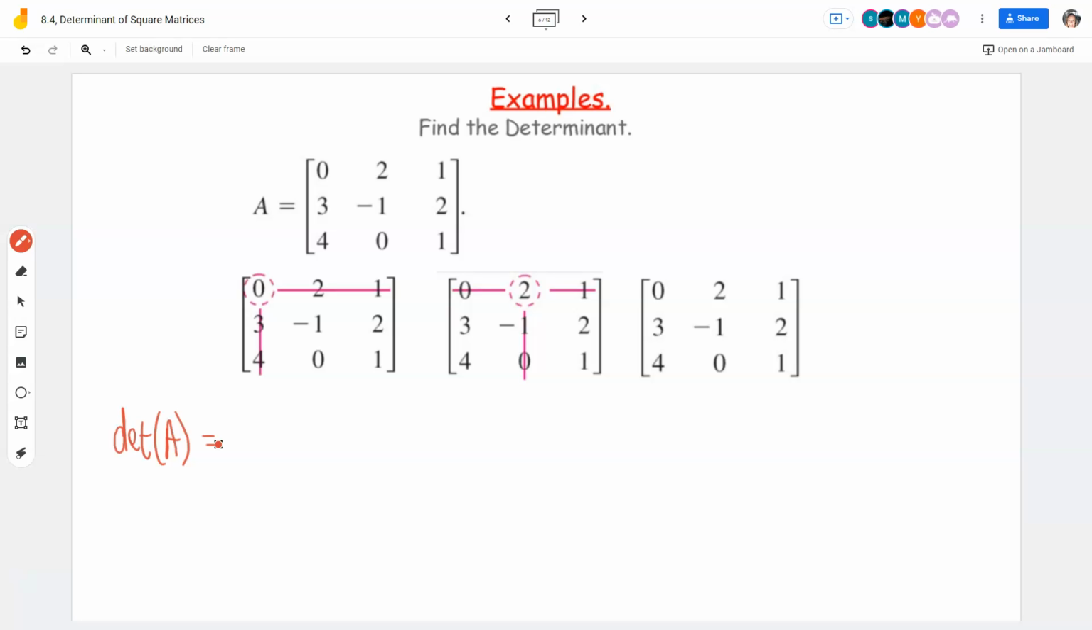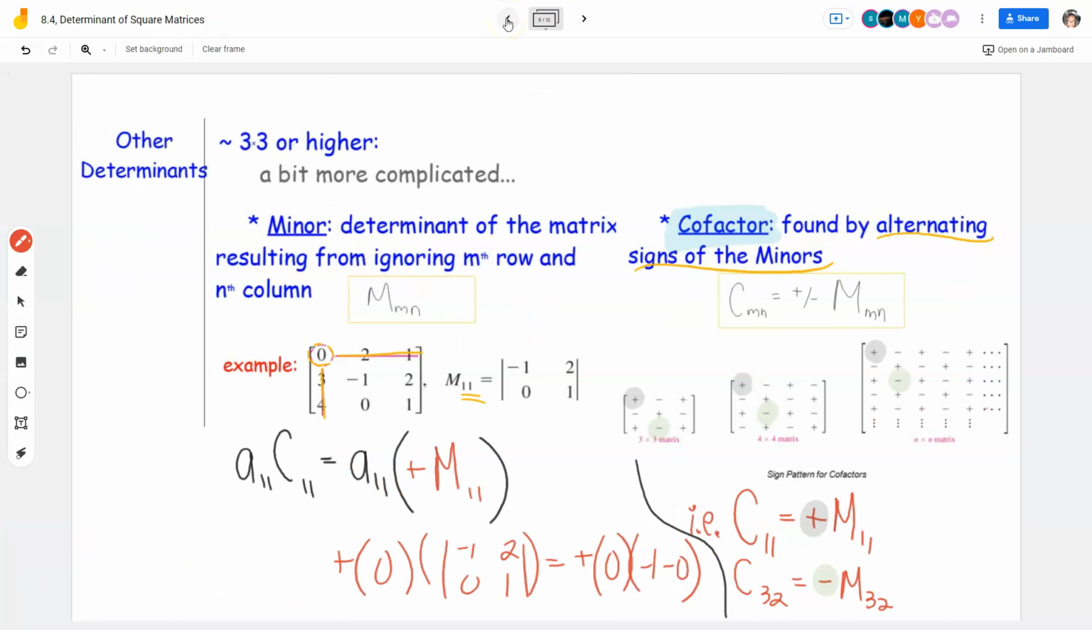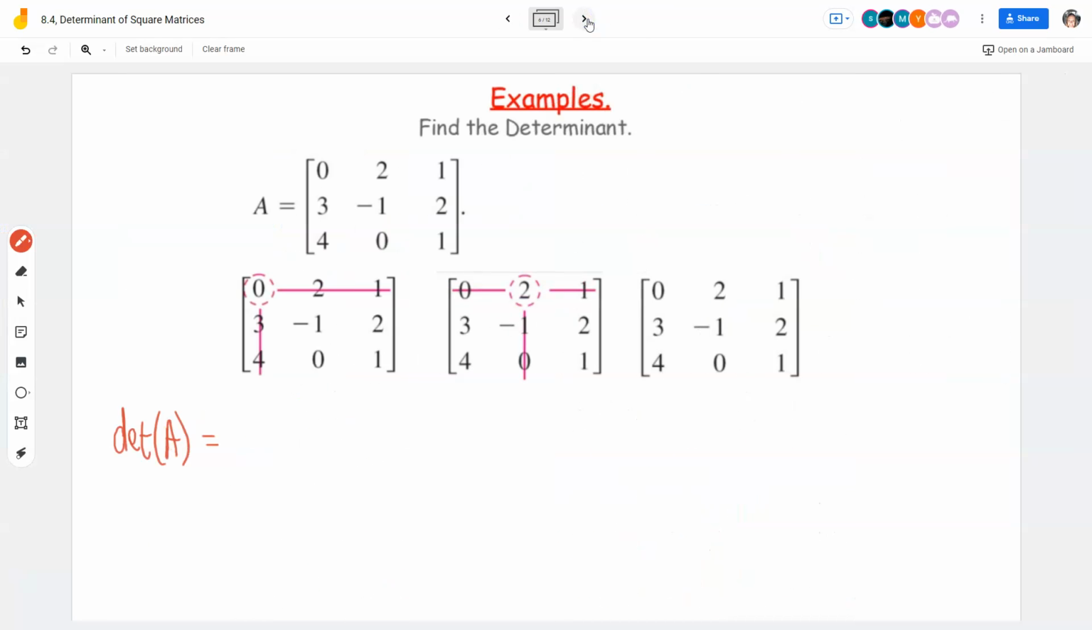Don't worry. We just wrote down one example. Wait, isn't this the exact same thing as what was just up? 0, 2, 1, 3, negative 1, 2, 4, 0, 1. It's the exact same thing. So check it. If I wanted to use expanding by cofactors, and if you notice, I am working my way along row 1. So if I'm giving explanation, I'm using row 1. I don't have to, but I am. Using row 1, like the formula says.